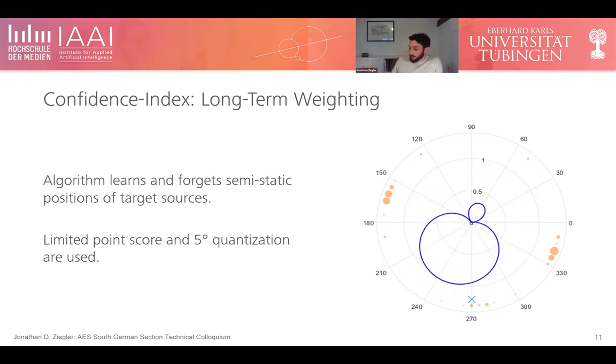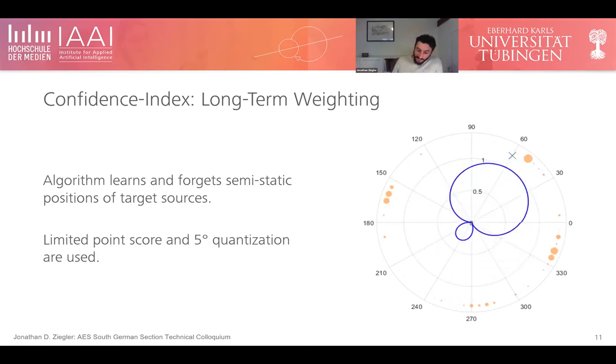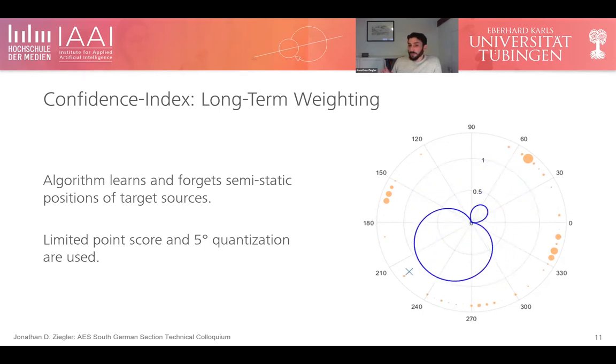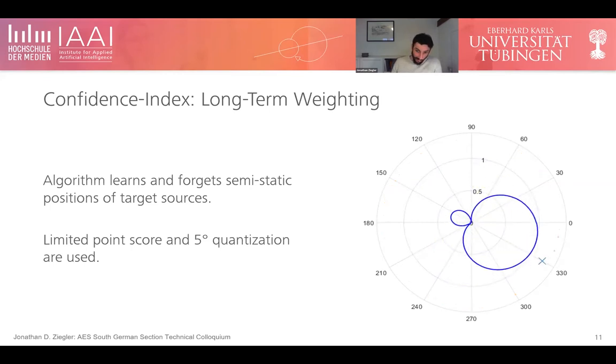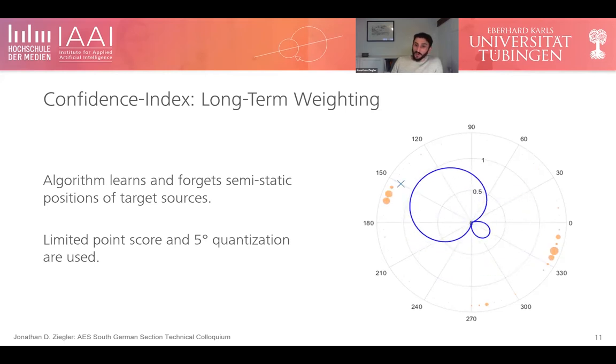So if somebody has been speaking for a few minutes at a certain position, the probability that sound coming from that direction is useful is much higher than from a direction that we have not previously detected any valuable directional information. The nice thing about this algorithm is it learns and forgets these quasi-static positions fairly quickly, so it can autonomously adapt to changing situations.